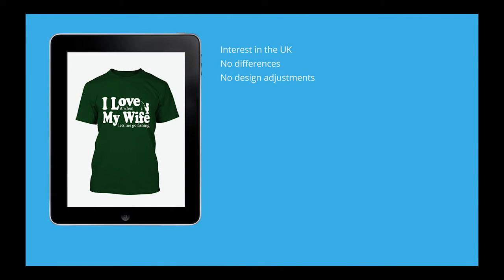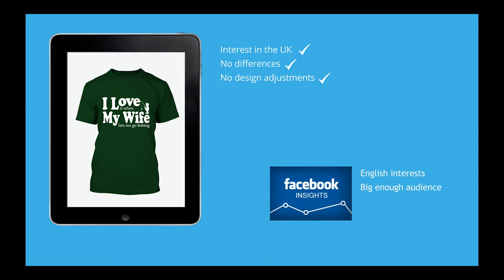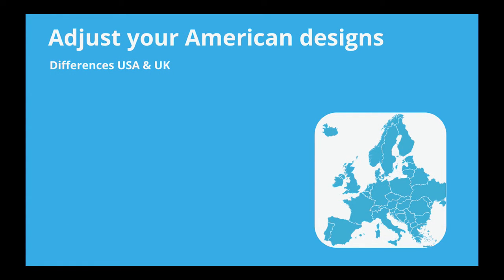So based on this example, what conclusions can we draw? First of all, people are also interested in fishing in the UK. This niche is similar to our audience in the US, and we don't need to adjust the design to target this new audience. So as you can see, reusing popular English designs in Europe is easier than you think. So with our previous example, we didn't have to make any changes to the design.